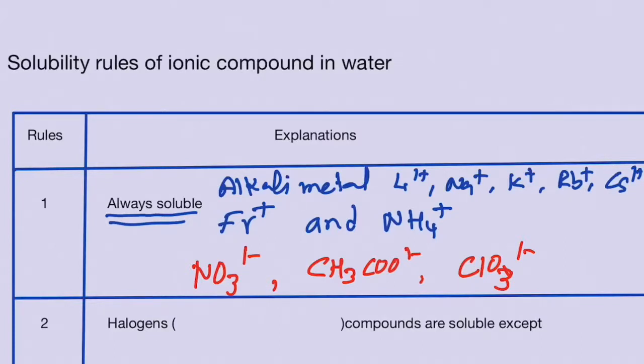The second rule is about the halogens. In the halogens, we focus on the chlorides. So you have Cl 1 minus.